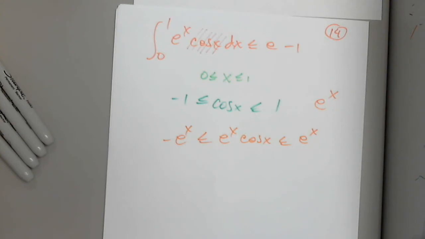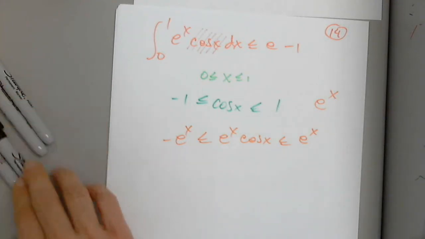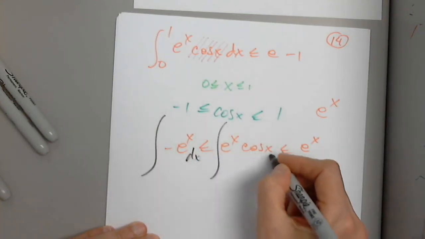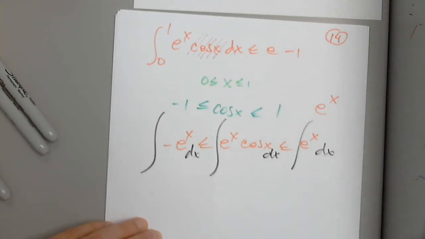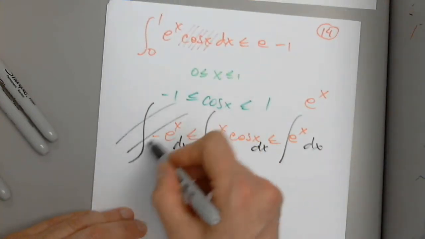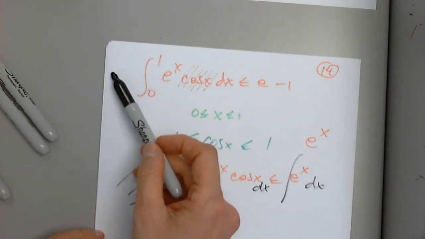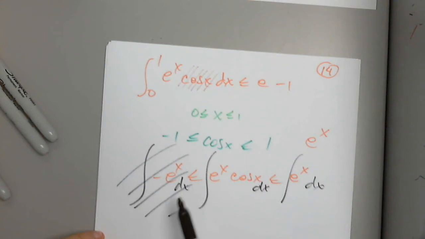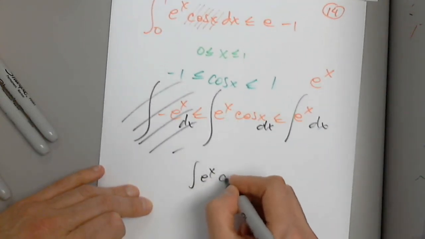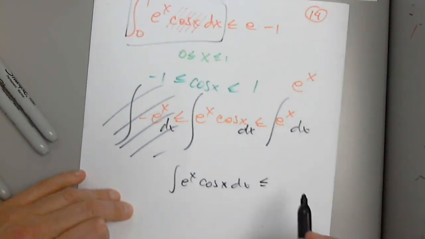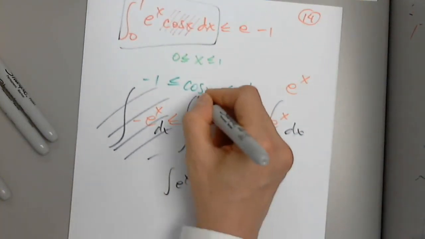Okay, so final step. What do I have to apply to all three sides? The integral. Good. I will disregard this part. Why? Because there is nothing on the left. They didn't ask us to do anything with the left-hand side. They only want the right-hand side. So I don't care for the left. So the integral of e to the x cosine x dx is this part, and it's less than or equal to, of course, these are all from 0 to 1.